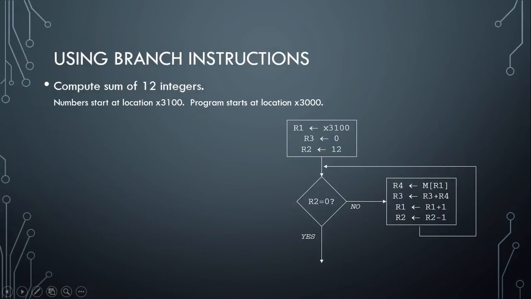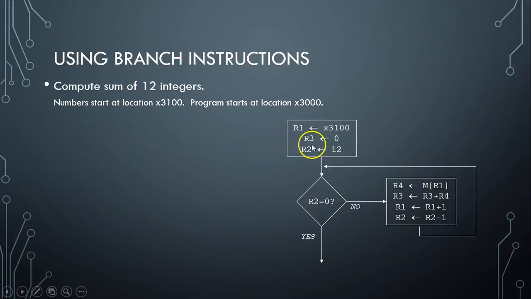All right, using branch instructions. In this example, I'm going to compute a sum of 12 integers. The numbers are going to start at location 3100. The program starts at location 3000. So it's going to say, hey, store in R1, register 1, this location x3100.